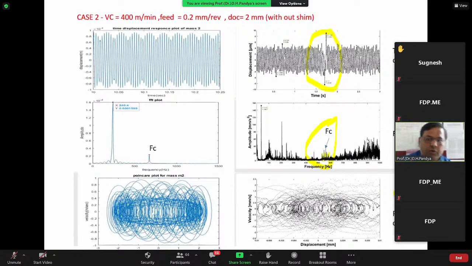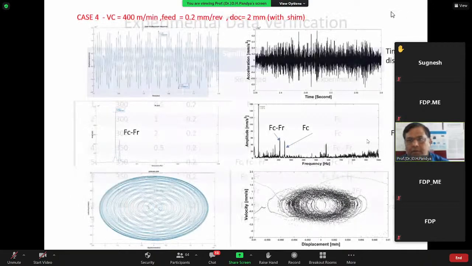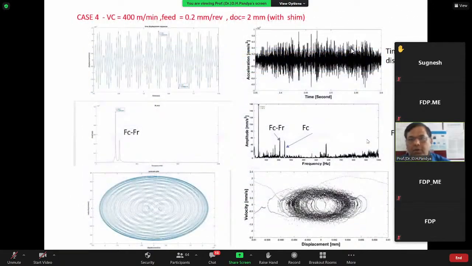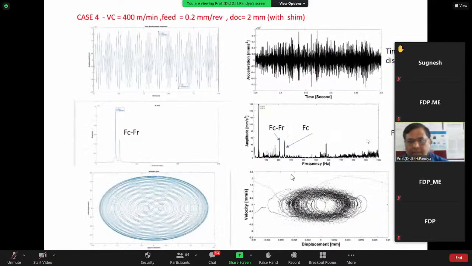Also go with the fourth one, that is at 400 RPM, 400 meter per minute, 0.5 depth of cut with SIM. The first case, number 3, what is the outcome here with SIM? We are having a very good net structure at 400 meter per minute speed, and the point care is also very good.